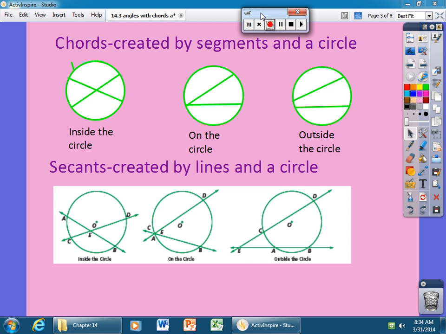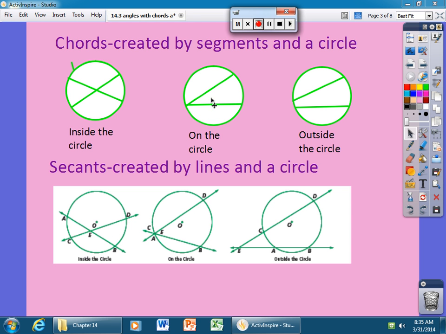Okay, so here is what we have. We have three different situations that can happen whenever you have two chords or secants intersecting with a circle. They can intersect inside the circle. So notice here these two chords are intersecting inside the circle. These two secants are intersecting inside the circle. And notice the difference between a chord and a secant: a chord terminates at the circle and a secant is a line, so it continues on and on and on.